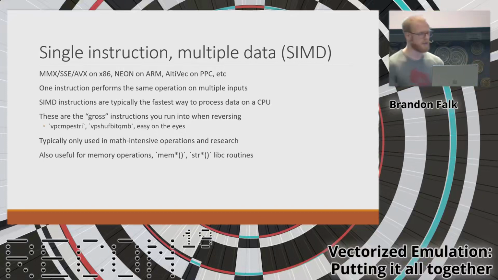And these are the things that you see when you're reversing and you get into a memcpy and you're like, what are these 20-letter instructions? I have no idea what this is. Usually they just make things a little faster. So you won't really see much use of the vectorized computation unless you're actually doing math-intensive things, but you will see them used for memory operations in the mem class libc functions and the str functions.